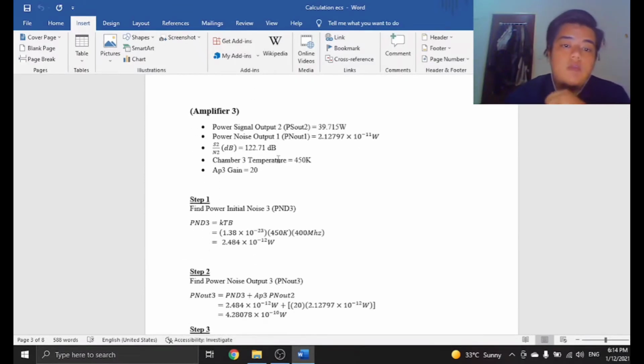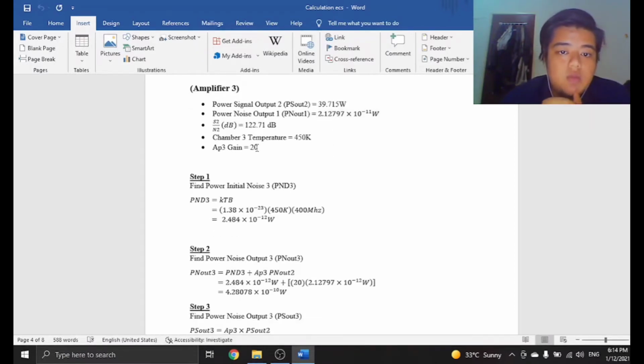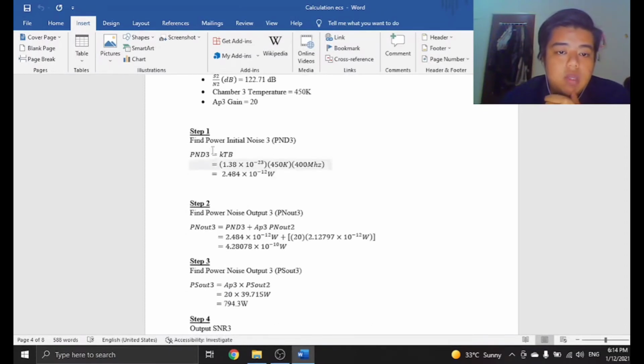Okay, next for amplifier 3, we state the values that we already got from amplifier 2. The power signal output and power noise output will be the input for amplifier 3, the temperature of chamber 3 is 450 Kelvin, and its gain is 20. Then we repeat the same steps, starting by finding the initial noise.